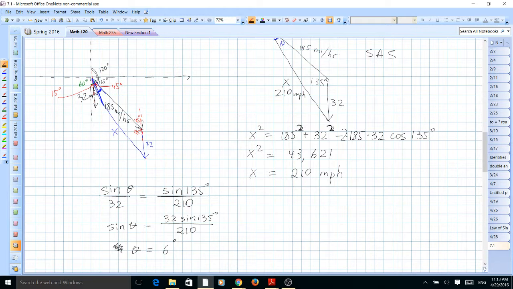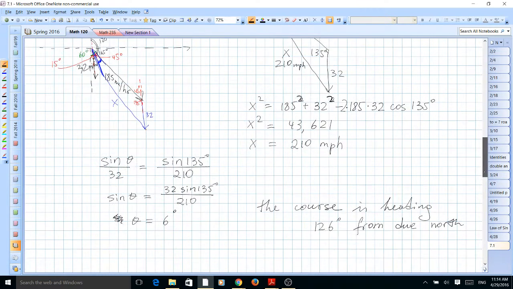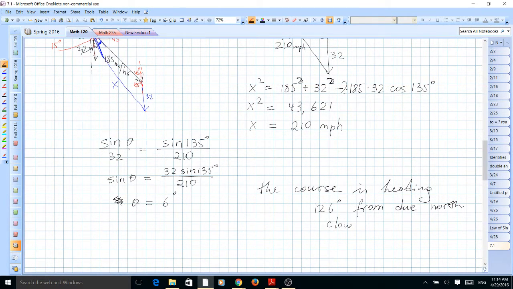The actual course would be 120 plus the 6 degrees that the wind actually blew it off course. So the course is a heading of 126 degrees from due north. Clockwise direction, if you want to be very specific.